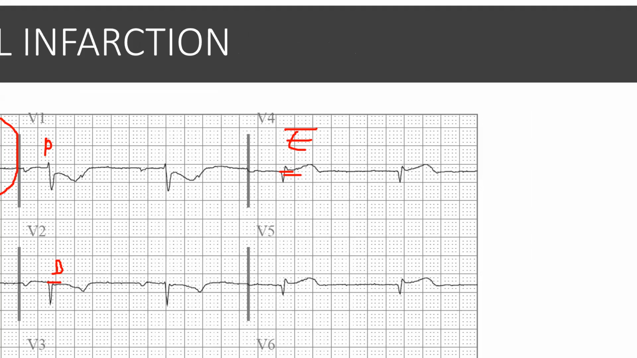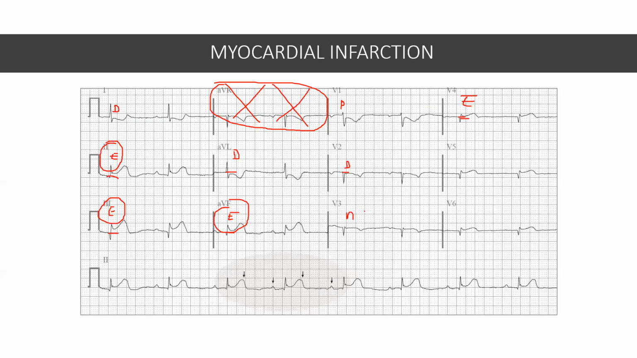In order to be significant in the V leads, right over here in the chest, it has to be 2 millimeters ST elevation. So despite the fact that this is elevated, it is not significant, okay? Same thing with V5 and same thing with V6. They are all ST elevations that are insignificant. Okay?